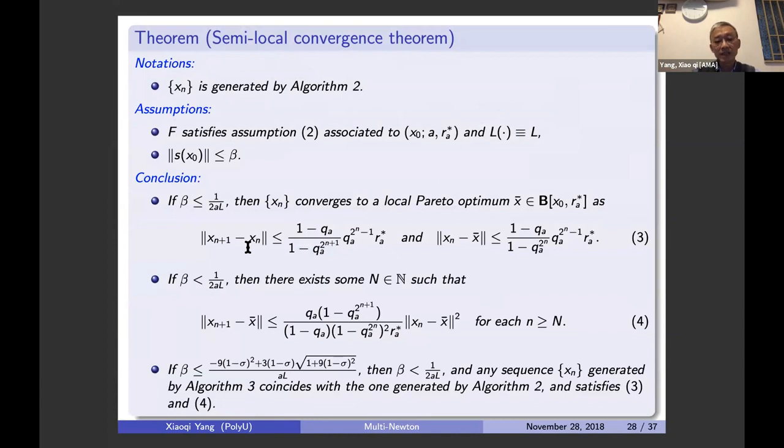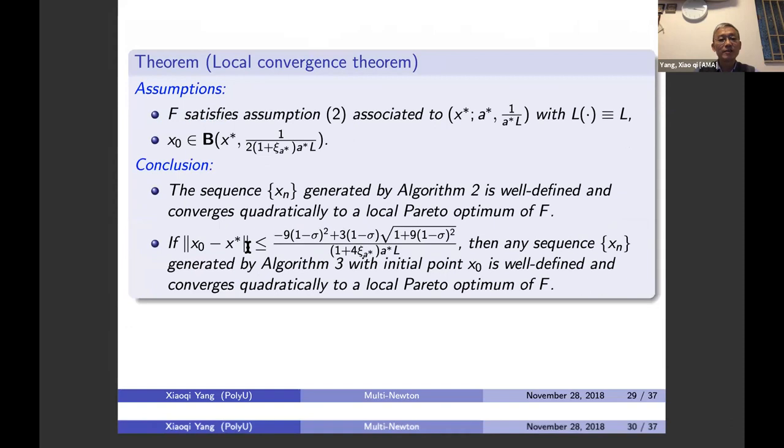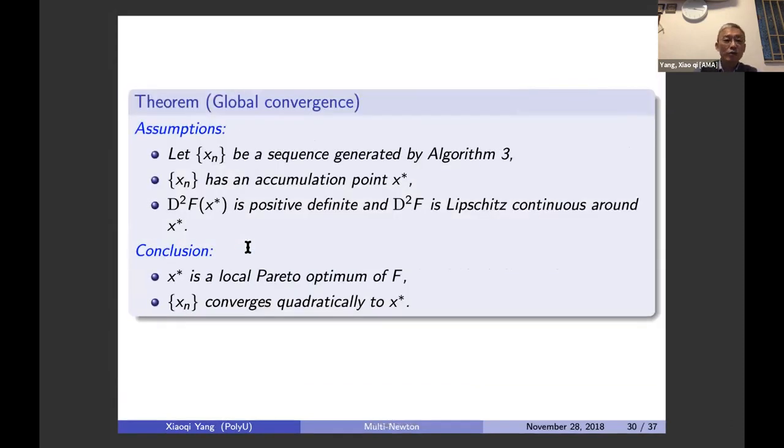All right, so that's a generalization of the classical results. We can have local convergence, semi-local convergence, and then also global convergence here.